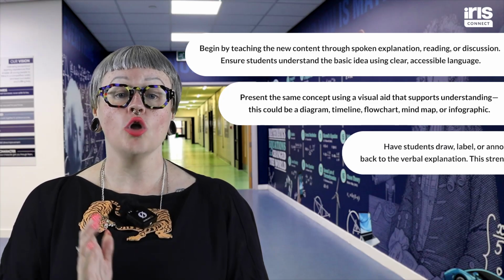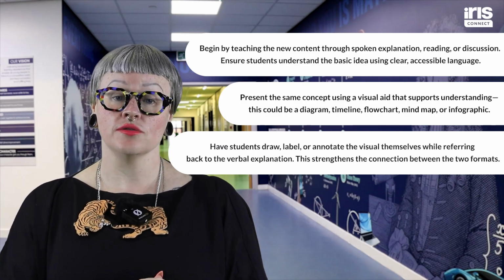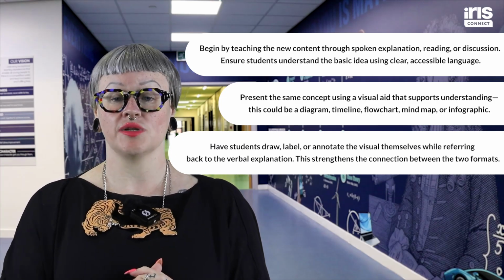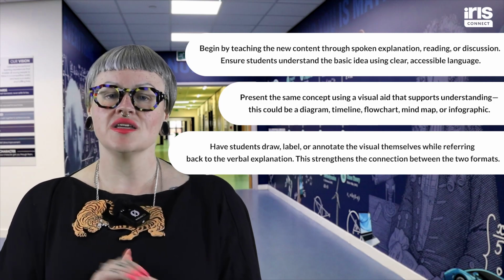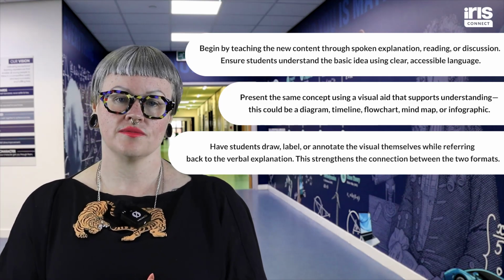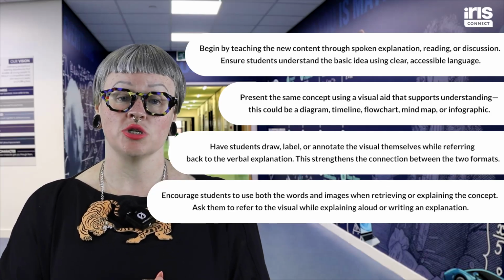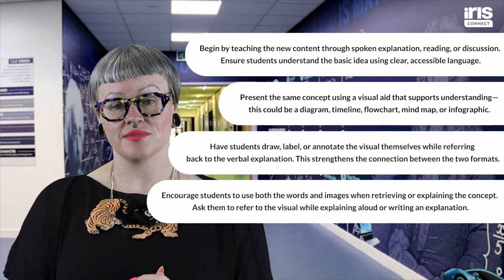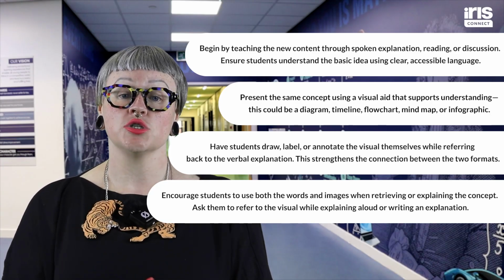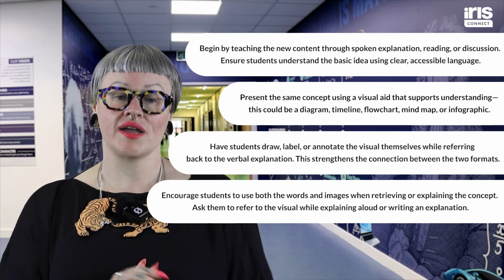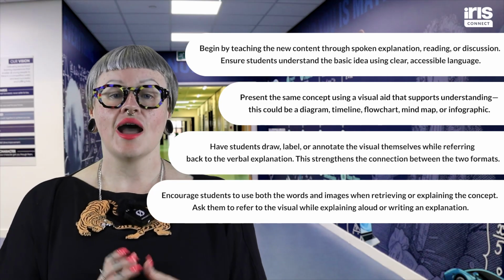Have students draw, label or annotate the visual themselves while referring back to the verbal explanation, because this strengthens the connection between the two formats. And finally, encourage students to use both the words and the images when retrieving or explaining the concept. Ask them to refer to the visual while explaining aloud or writing an explanation. I'm now going to model what this might look like in a classroom.